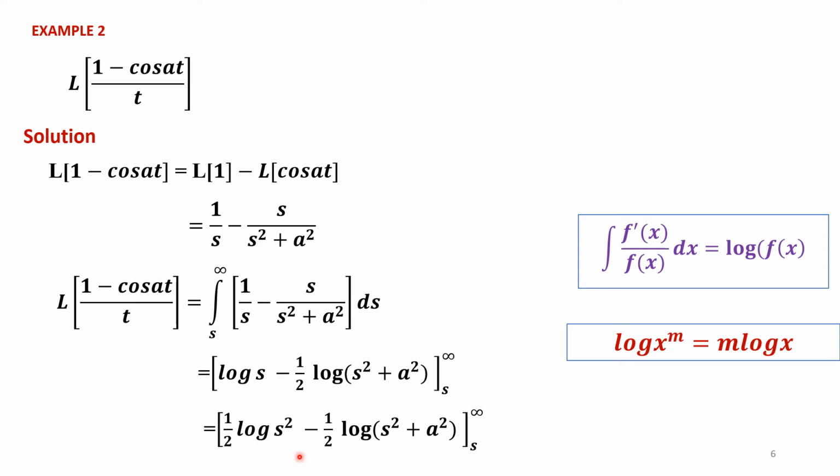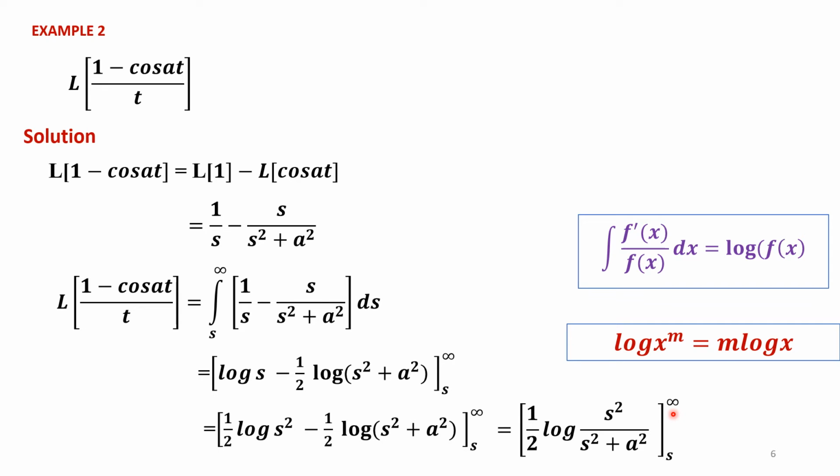We can take out, and then log a minus log b. If I take half common, it will become log a minus log b. So we know that log a minus log b is log a by b. So taking half common and writing this as log of a by b between the limits s and infinity.